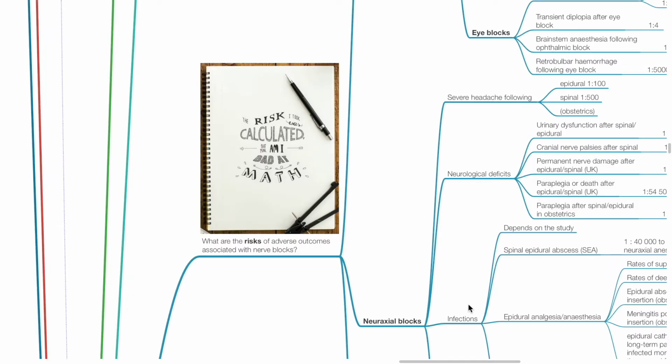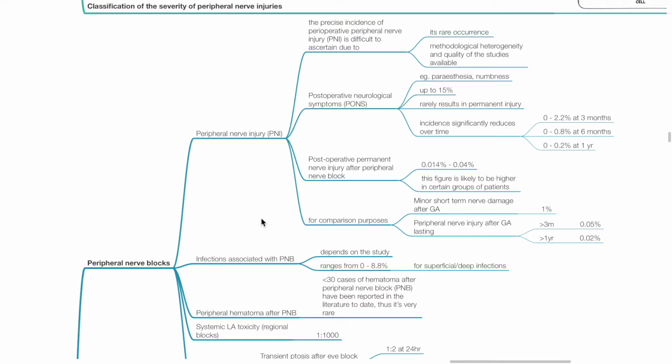What are the risks of adverse outcomes associated with nerve blocks? Peripheral nerve blocks. Regarding peripheral nerve injury, the precise incidence is difficult to ascertain due to its rare occurrence, and the methods and quality of studies vary. For post-operative neurological symptoms, such as paresthesia or numbness, this can occur in up to 15% of cases. However, it rarely results in permanent injury.